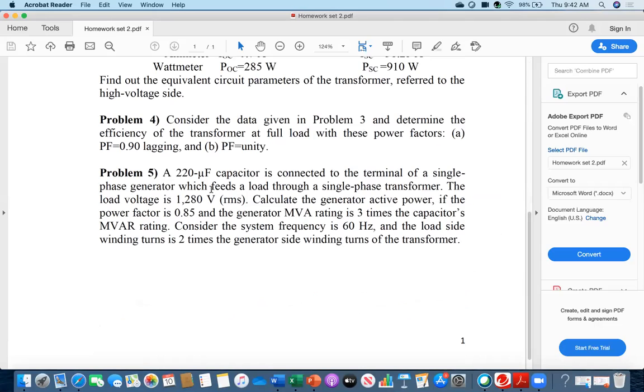So a 220 microfarad capacitor is connected to the terminal of a single phase generator which feeds a load through a single phase transformer, and the load voltage is 1280 volt RMS. Calculate the generator active power if the power factor is 0.85 and the generator MVA rating is 3 times the capacitor's MVA rating. Consider the system frequency is 60 Hz and the load side winding turns is 2 times the generator side winding turns of the transformer. So what type of problem are you facing with this one?